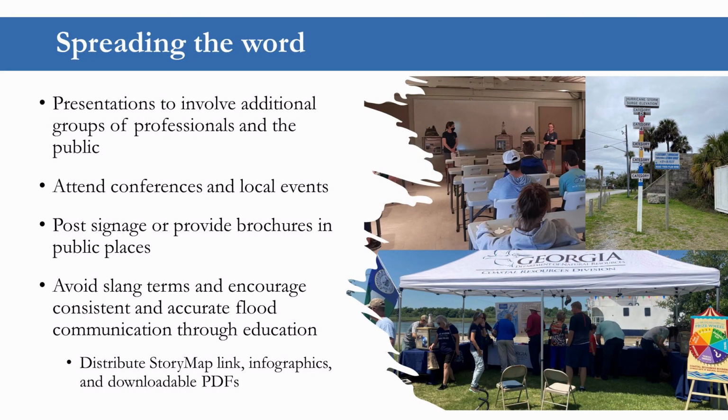It's so important that we continue to spread the word through presentations, conferences, and local events to reach these various groups of professionals and members of the public. One way to spread the word is to post signage or provide brochures in public places. As you can see in the top right corner here, Tybee Island has this storm surge sign that puts hurricane flooding into perspective and can leave an impact on their tourists and residents. Spreading the word can be accomplished by practicing what we preach, avoiding slang terms, and encouraging consistent and accurate flood communication through education.